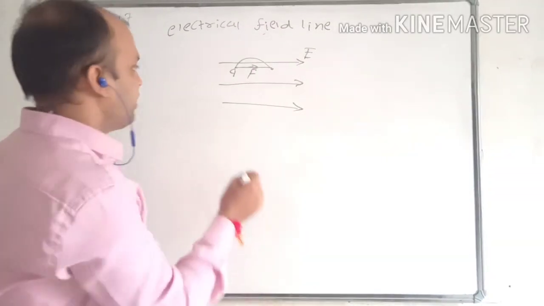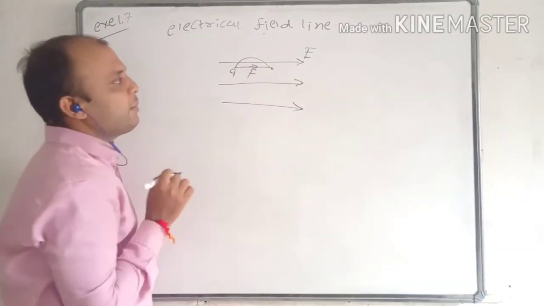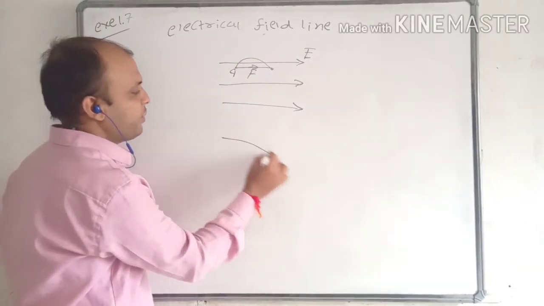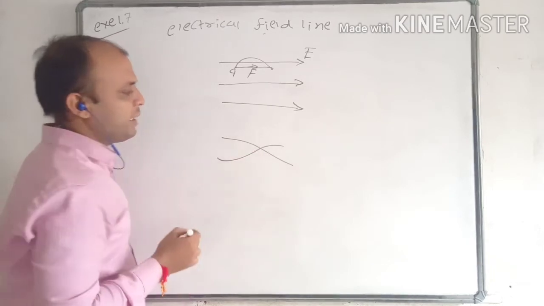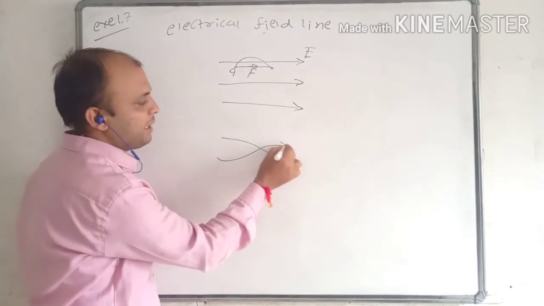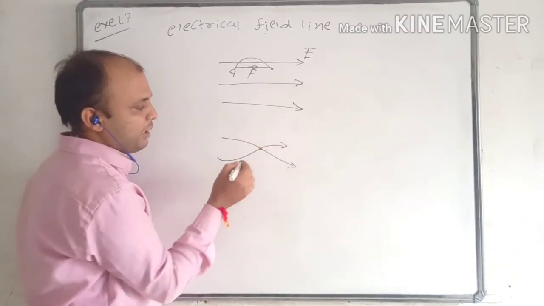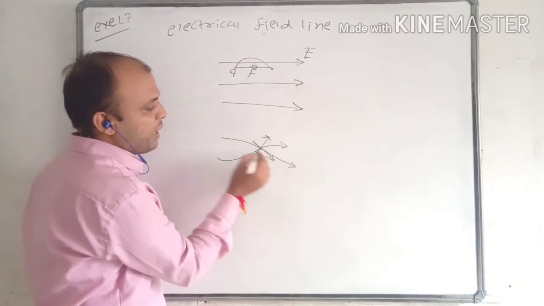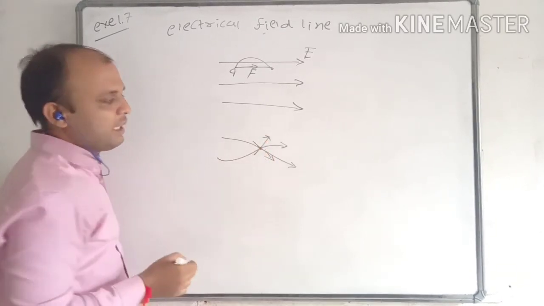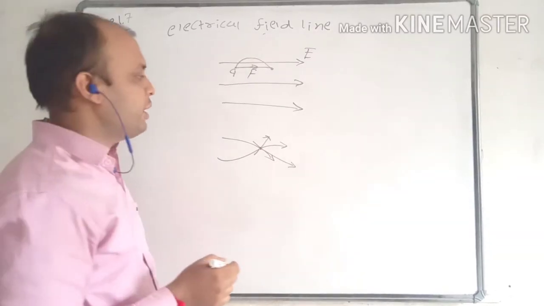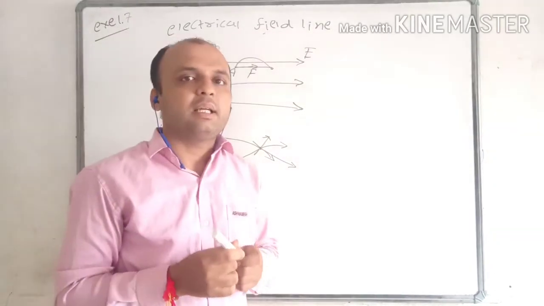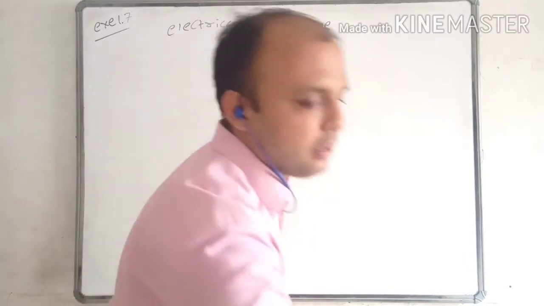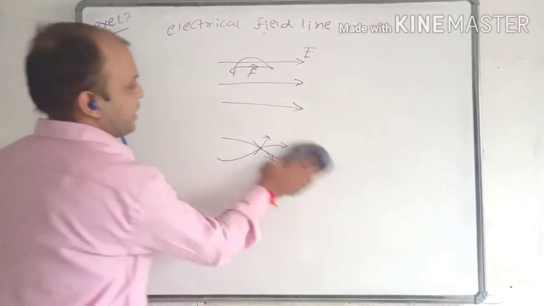And another thing is why electric field lines do not intersect with each other. Suppose we take that electric field lines intersect at any point. Then at this point the electric field line would have two directions at the same point. That is not possible. So electric field lines do not intersect with each other. This is exercise 1.7.